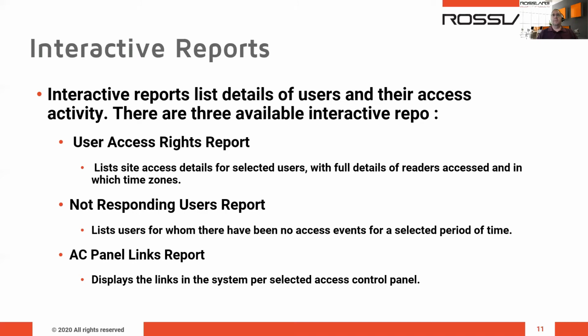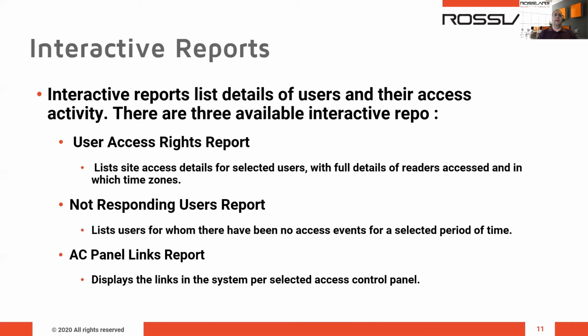Interactive reports. On interactive reports, we have a list of all users and their access activities. There are 3 available interactive reports. User access rights report: a list of all access details selected by user, with full details of the readers accessed and in which time zone. Not responding user report: a list of users for whom there have been no access events for the selected period of time. So if you want to know which user didn't arrive at the office or the premises for the last 60 days, you will use this report.